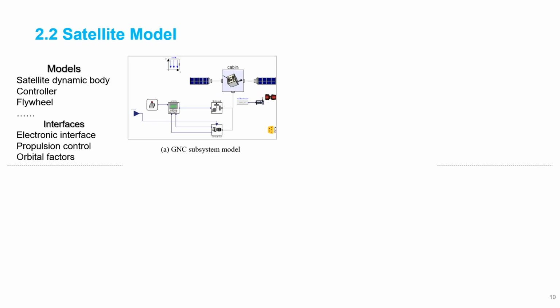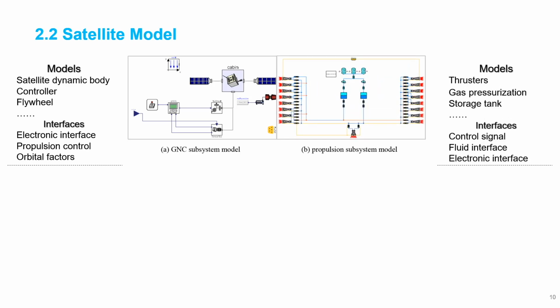GNC subsystem consists of a satellite body model, a solar wind model, a sensor model, a flywheel model, and a controller model as shown in Figure A, which is mainly responsible for the altitude and orbit control of the satellite. Propulsion subsystem can be divided into a gas pressurization model, a propellant storage model, and a thruster unit model as shown in Figure B.